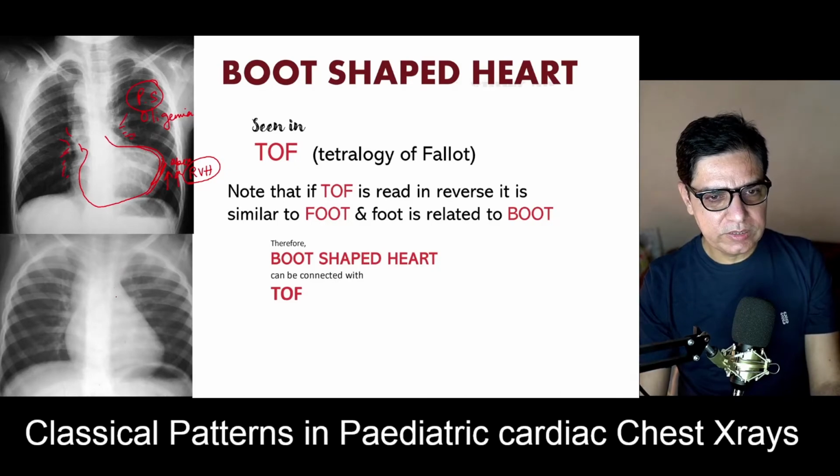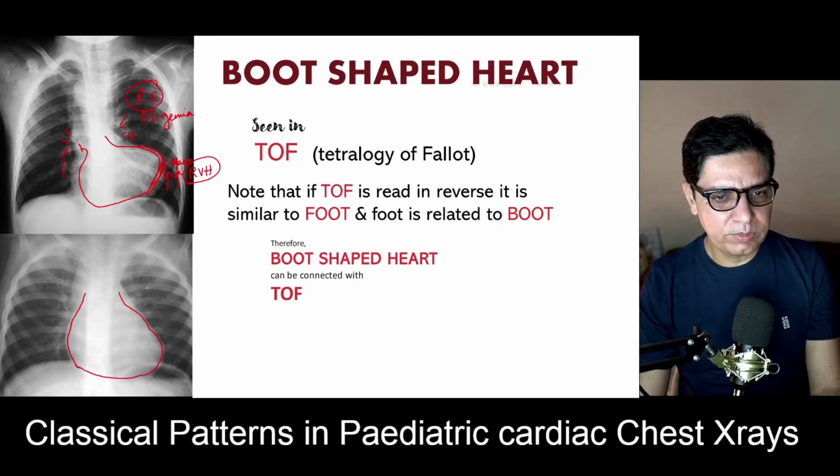Here you can see on the lower side another tetralogy of Fallot. Now if you see, this is not a very characteristic boot shape, but nevertheless it gives you a faint appearance of a boot-shaped heart. And again, as I said, it could be other things as well, but if you focus on the lungs, you see oligemic lung fields.